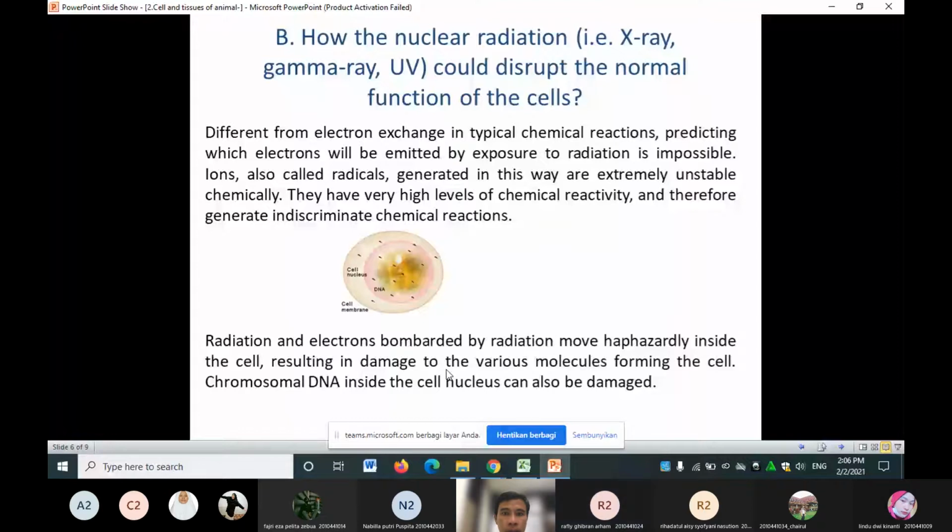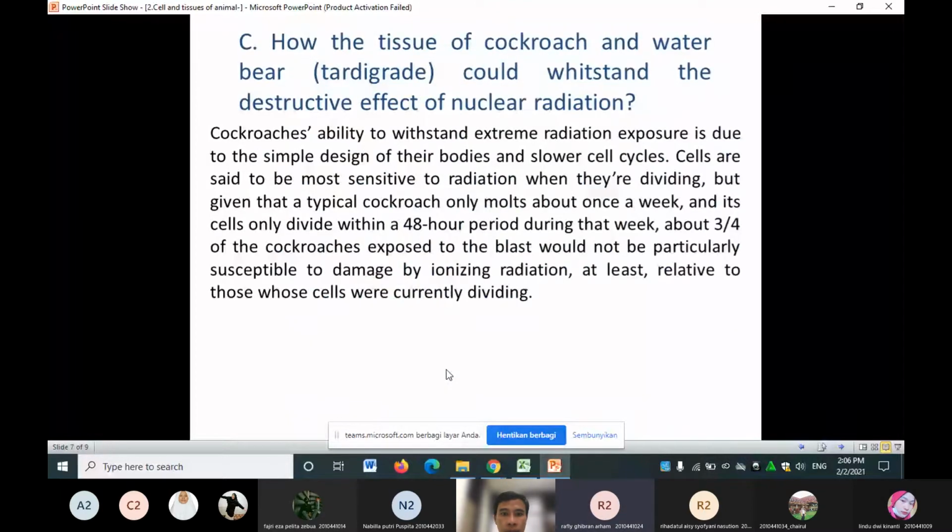For the third question in my job is how the tissues of cockroach and water bear could withstand the destructive effect of nuclear radiation.